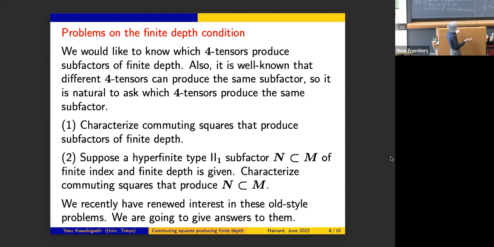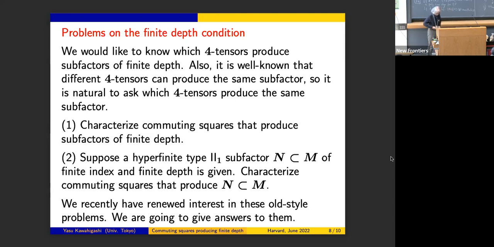So it's natural to ask the following two questions. Which four tensors produce a finite depth subfactor, and when do they produce the same subfactor from different four tensors? So problem one is this one: we want to characterize commuting squares that produce subfactors of finite depth.